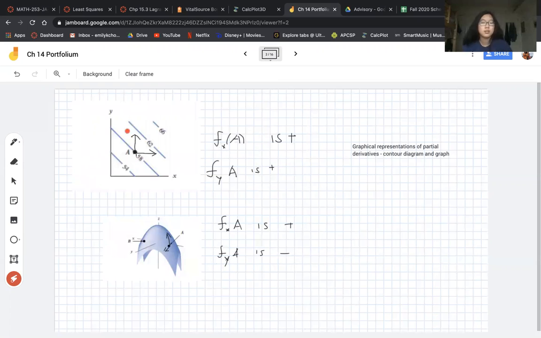Graphically, it looks something like this. In a certain direction, for example in the direction of x, we can see that at point A, we move from the contour line of 58 to 62 as we increase x, which shows that the derivative is positive because we're increasing the z value as we increase x. And we can see that also with just the graph.